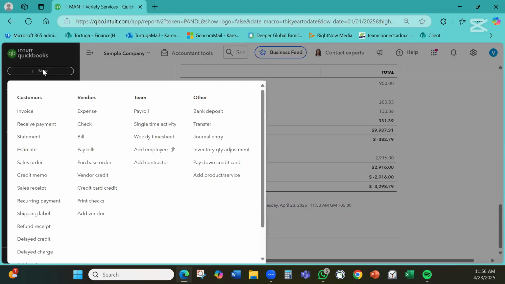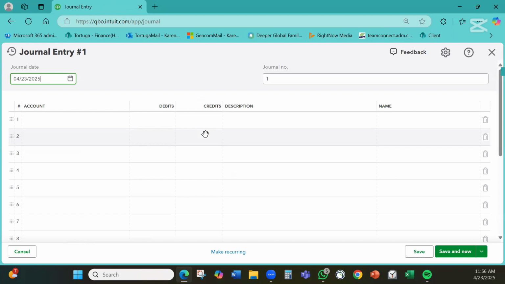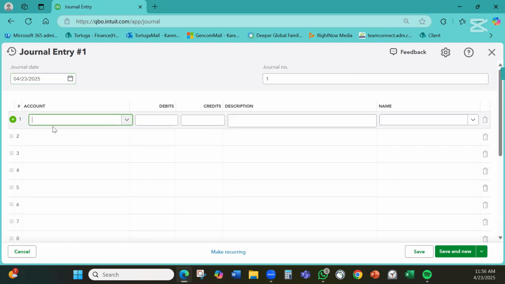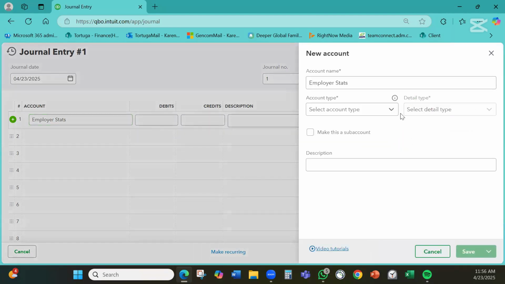So you go on where we have New here and you would find Journal Entry. I mean, what I'm touching is just a little bit of what QuickBooks does. So you'd go on journal entry, and this is where you would put in, for instance, you remember when we were talking about our employer stats, what the employer would deduct from the employee. So let us say this is employee stats. Of course, it's new, so it's going to tell me that it is new.